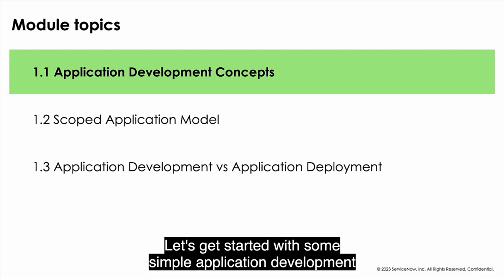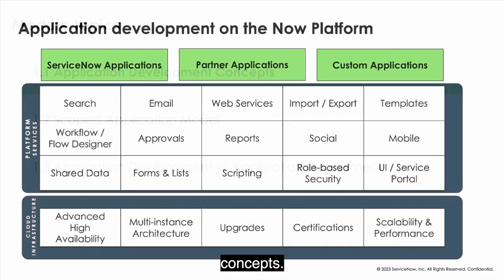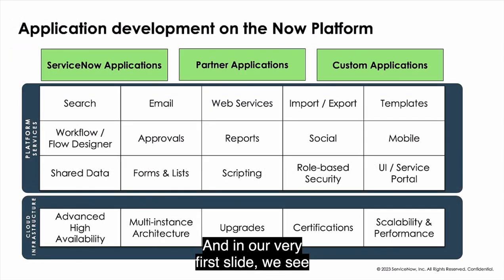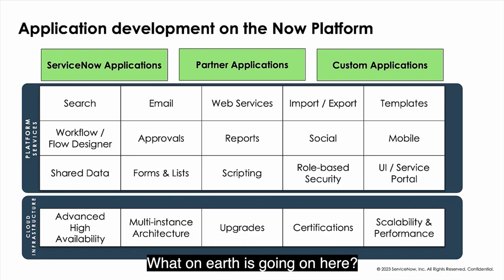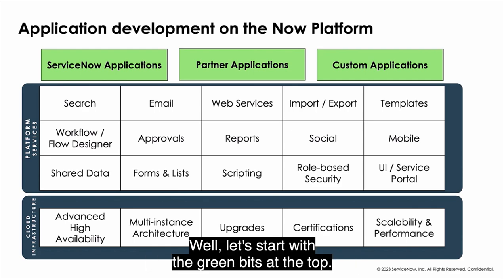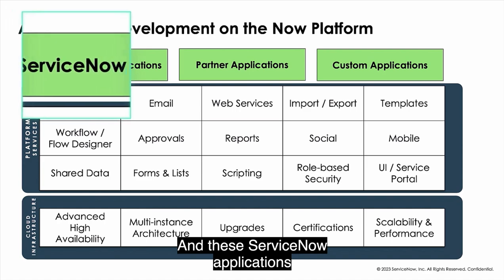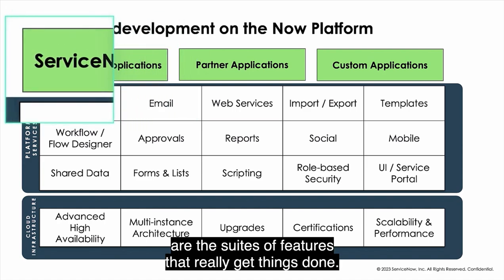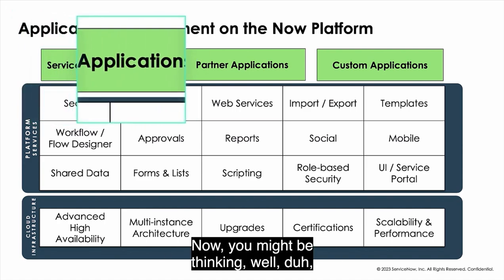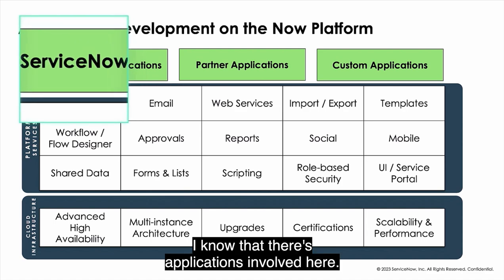Let's get started with some simple application development concepts. And in our very first slide, we see what looks like a bingo card. What on earth is going on here? Well, let's start with the green bits at the top. We know that ServiceNow, being an application platform as a service, right, a business automation platform that sits atop a relational database, comprises myriad applications. And these ServiceNow applications are the suites of features that really get things done. Now, you might be thinking, well, duh, I use ServiceNow all the time. Phil, I know that there's applications involved here.